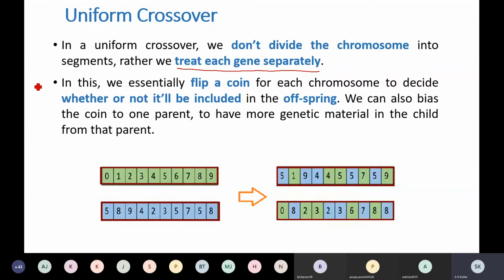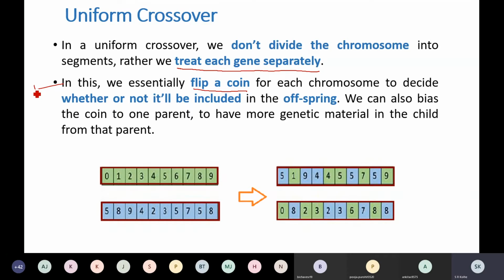What we do out here? In this, we especially flip a coin. That means we toss a coin for each gene to decide whether or not it will be included in the offspring or not. We can also bias the coin to one parent to have more genetic material in the offspring from that particular parent only. So the basic mechanism is that you consider each digit bit separately instead of segments.